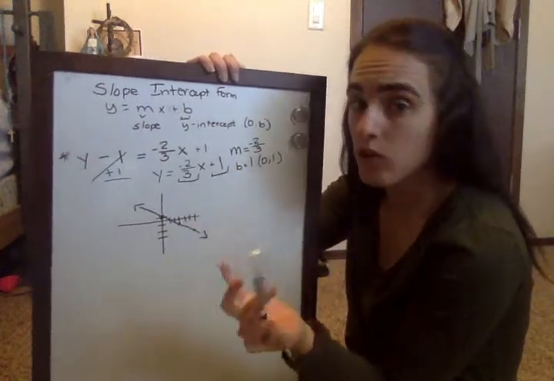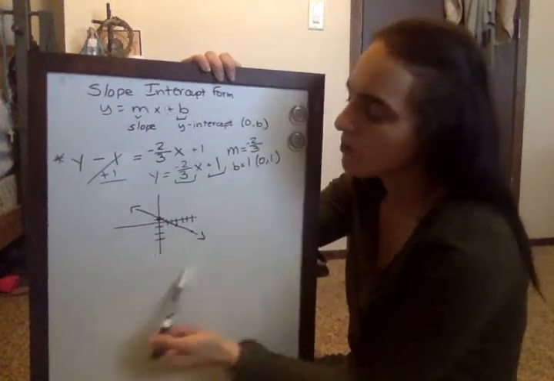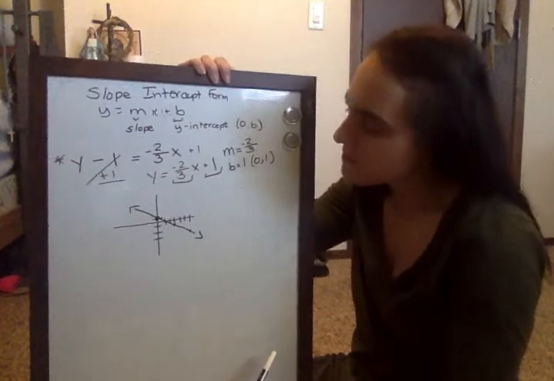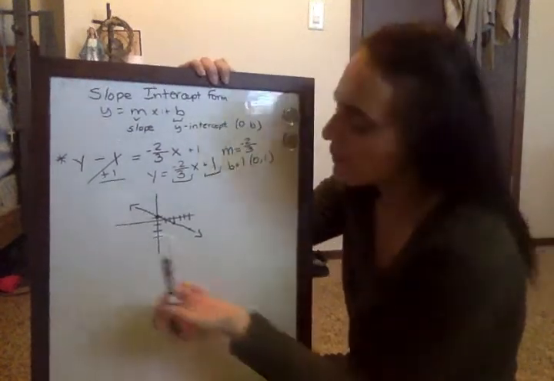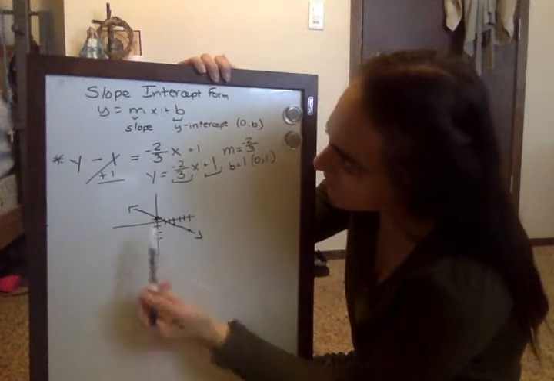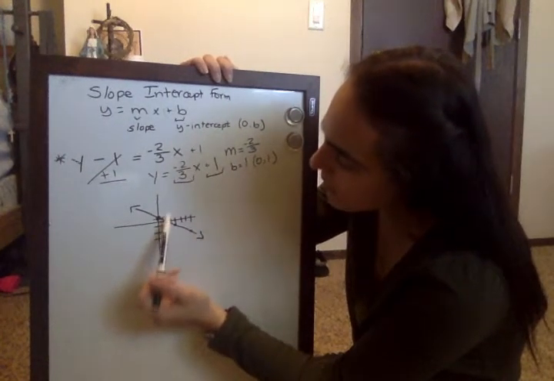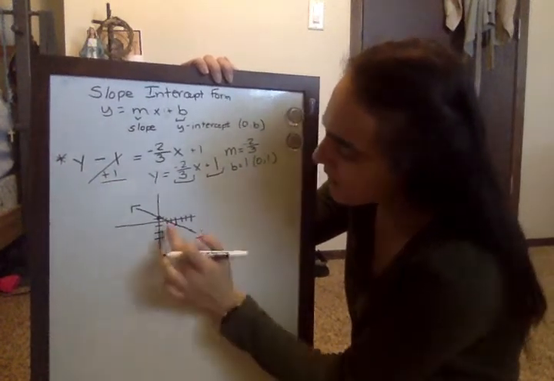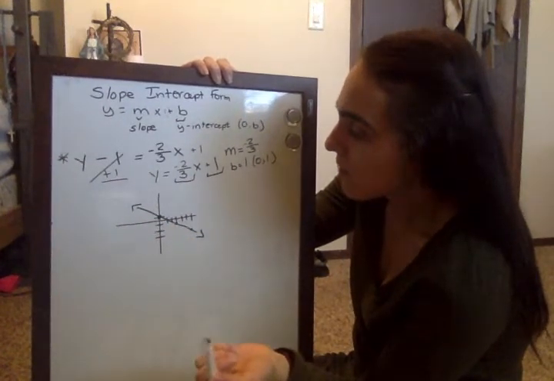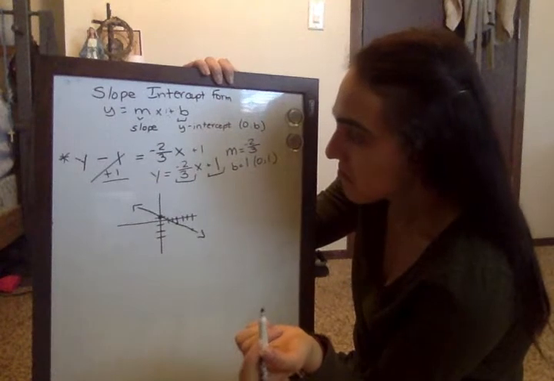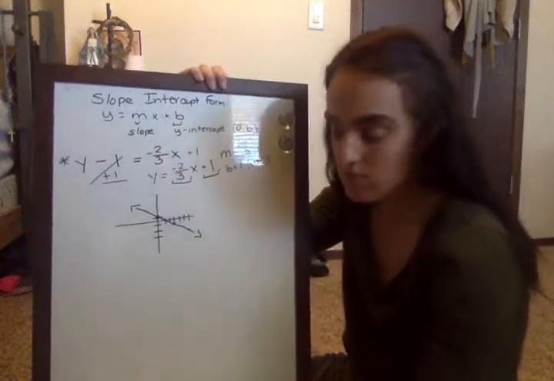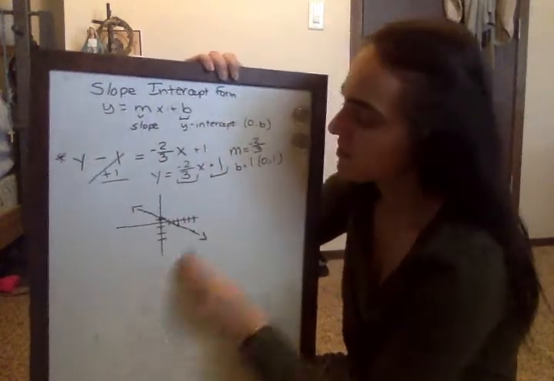Let's check and make sure we did this right. We have a negative slope, so is this the way our line of a negative slope should look? About right. And then we see here that it crosses at about 1, give or take. It's not too bad. Looks about right.